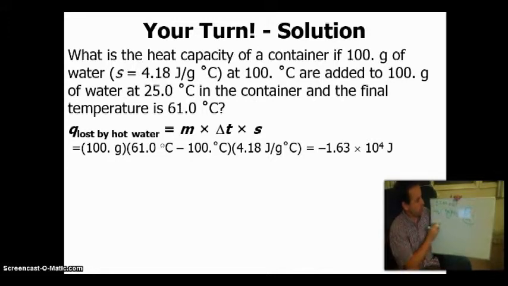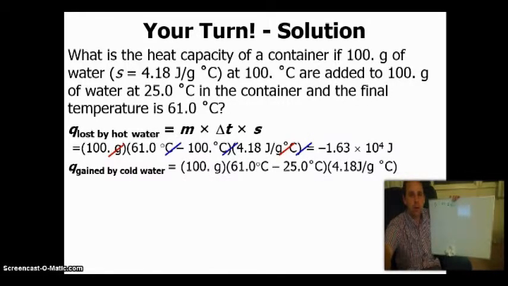Now, how much energy did the cold water gain? All right, well, it went from 25 degrees Celsius up to 61. So temperature final, 61, temperature initial, 25. So I can put in there 61 minus 25. That's the change in temperature. Again, the cold water was 100 grams of water, and its specific heat was 4.18 joules for every gram degree Celsius. So that'll tell me how much energy was gained by the water.